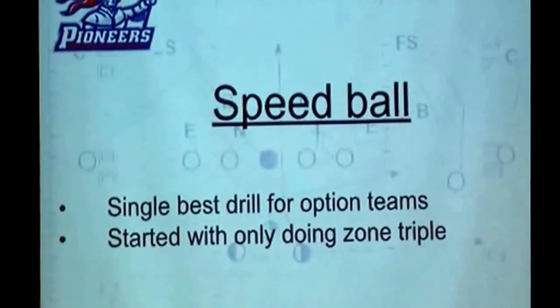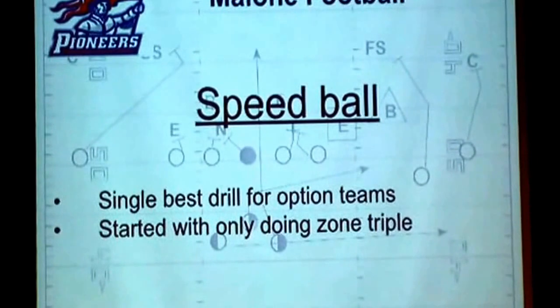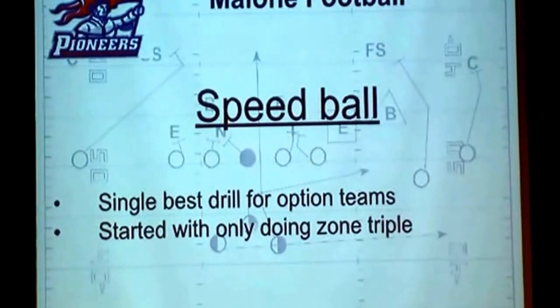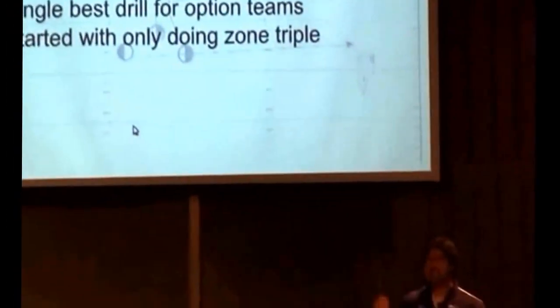The next drill, we call it speed ball. The rest of you may know it as two ball. We think it's the single most important drill to an option offense. We call it speed ball because we want to do this drill as fast as physically possible. Not in our tempo and how fast we're lining up, but how fast we're executing. As an option offense, you have to be able to play fast. That's the key to this drill.